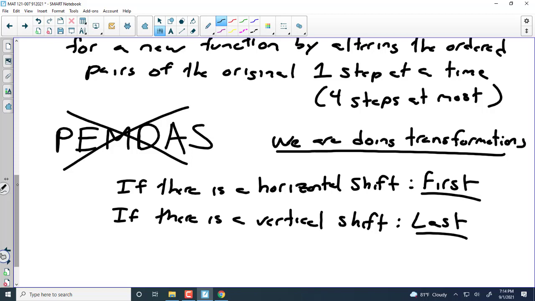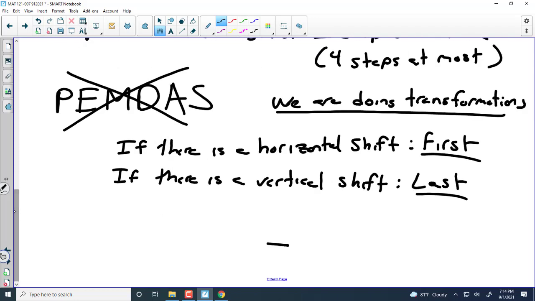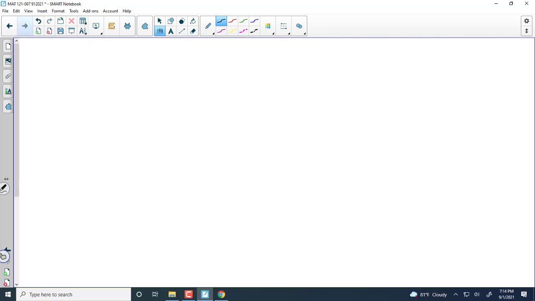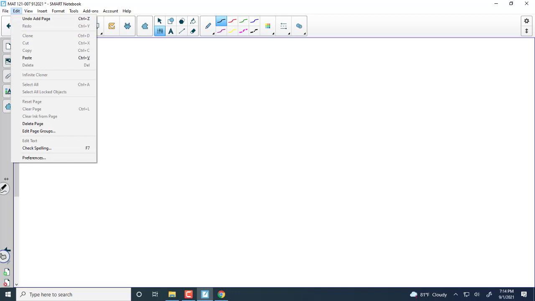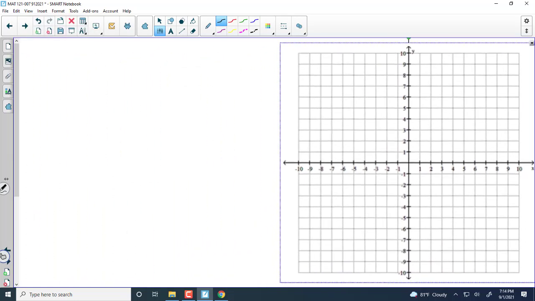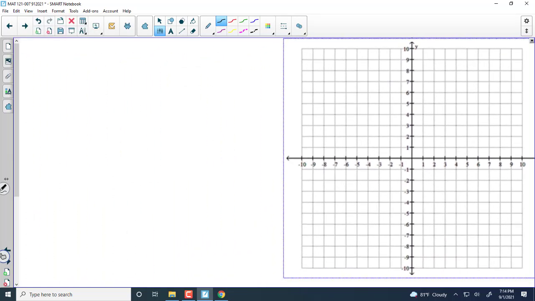And finally, an hour and 15 minutes into class, we're ready to do our first big example. Yay! Let's do this. So, everyone go ahead and import your grid. Okay. And here's our function.